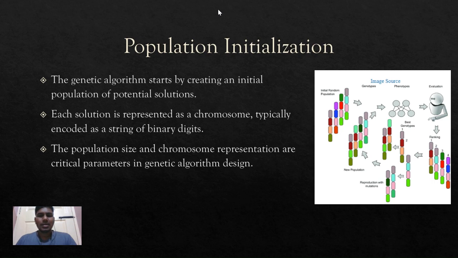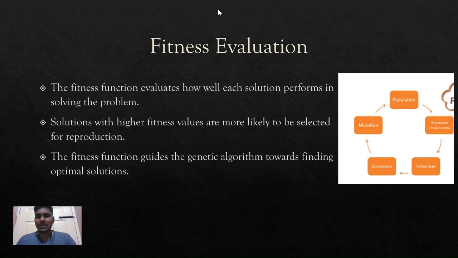The genetic algorithm starts by creating an initial population of potential solutions. Each solution is represented as a chromosome, typically encoded as a string of binary digits. The population size and the chromosome representation are critical parameters in a genetic algorithm design. We can see in the image that it is represented in a string format, that is, bits.